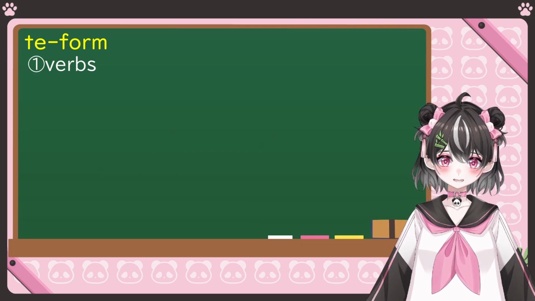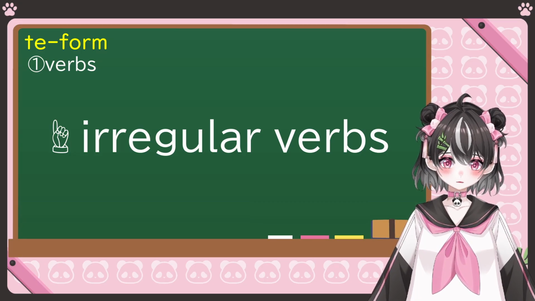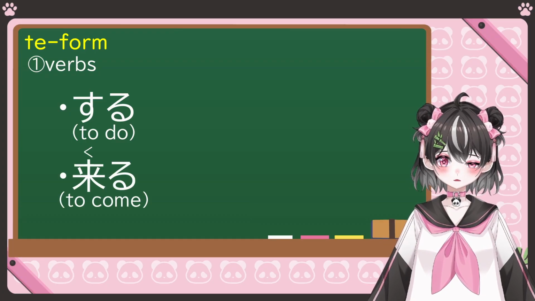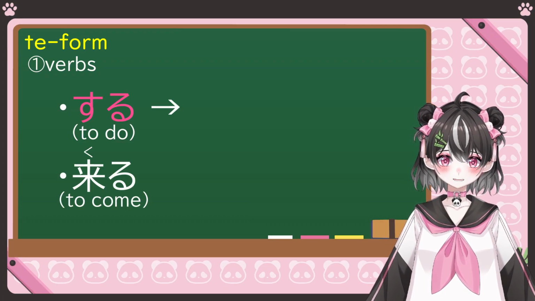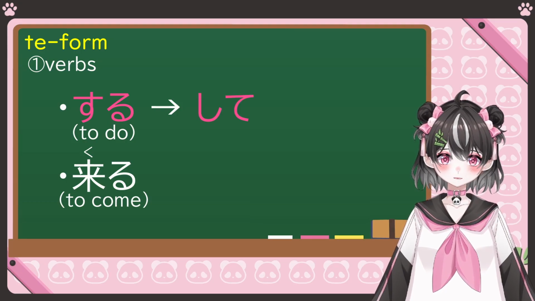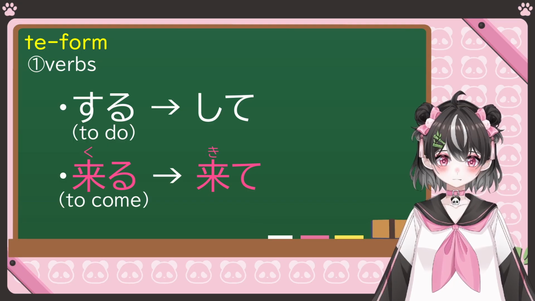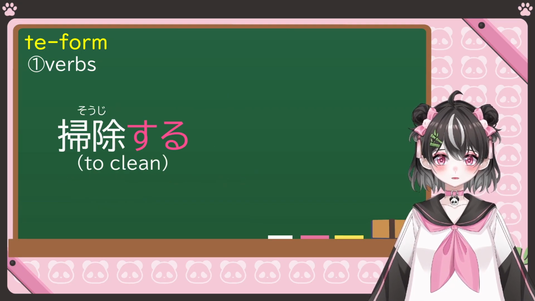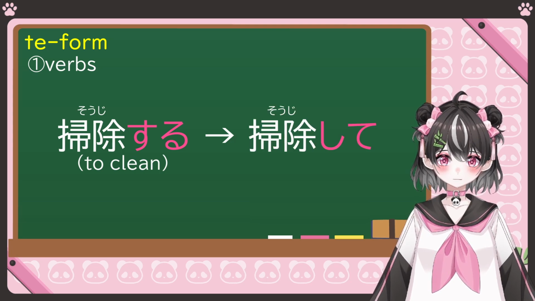Next, let's look at the irregular verbs. There are two irregular verbs, する and 来る. する becomes して and 来る becomes 来て. For example, 掃除する becomes 掃除して.